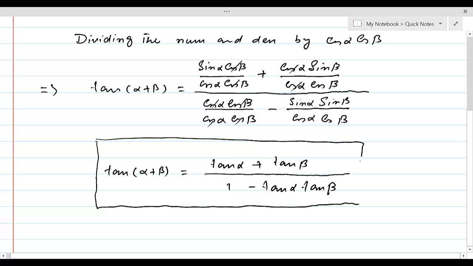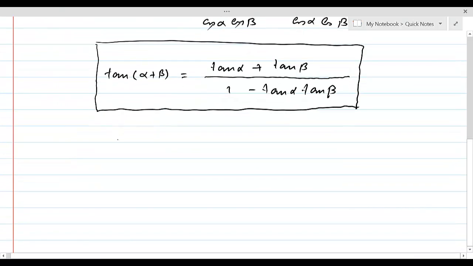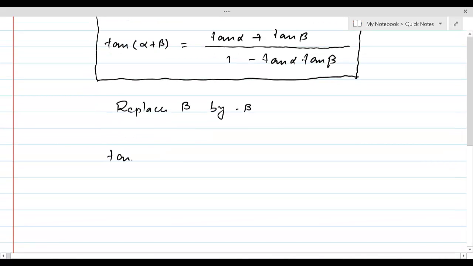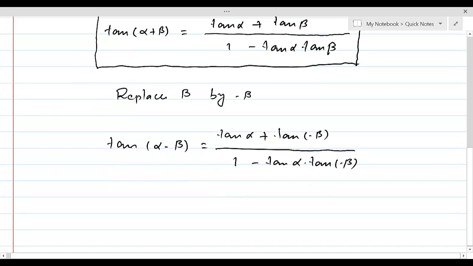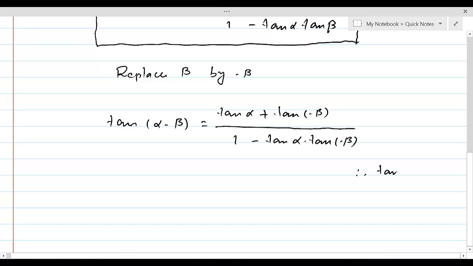And now let's replace beta by minus beta. This will give us tan of (alpha minus beta) equal to tan alpha plus tan(minus beta), over 1 minus tan alpha into tan(minus beta). But because tan(minus beta) is equal to minus tan beta, the reason being tan is an odd function and it throws out the negative sign with the angle, in front of the term.